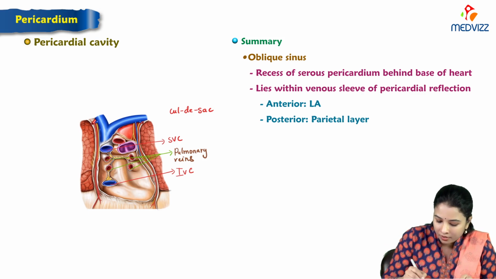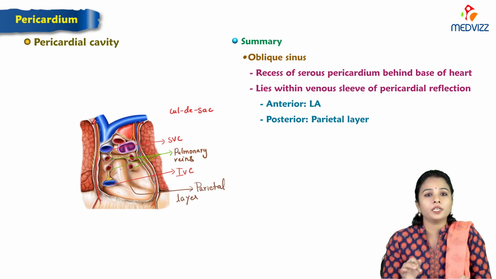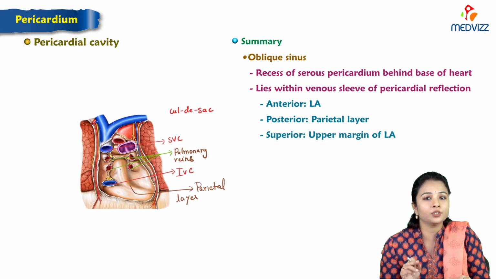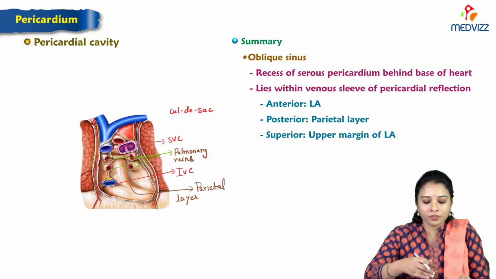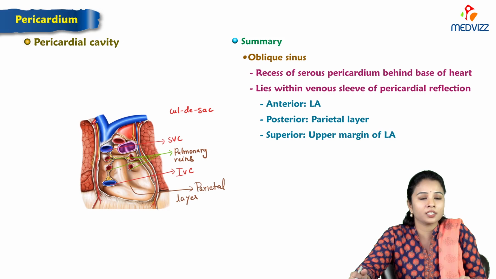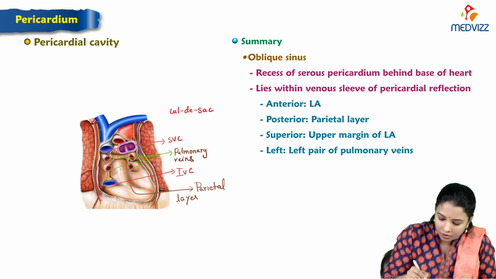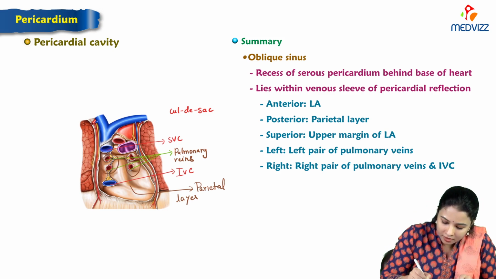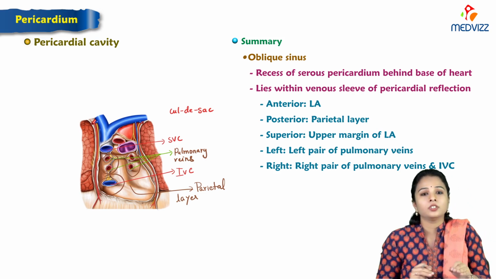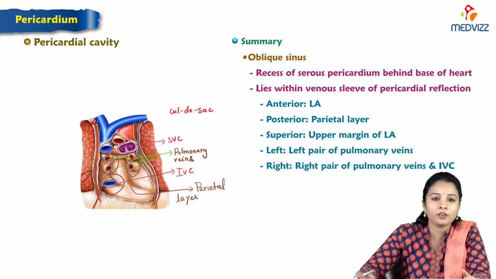Posteriorly it is related to the parietal layer of pericardium. So this is the parietal layer. Superiorly it is related to the upper margin of the left atrium. Here the left atrium is also removed. On the left it is related to the left pair of pulmonary veins. So these are the left pair of pulmonary veins. On the right it is related to the right pulmonary veins and the inferior vena cava. So these are the boundaries or relations of the oblique sinus.